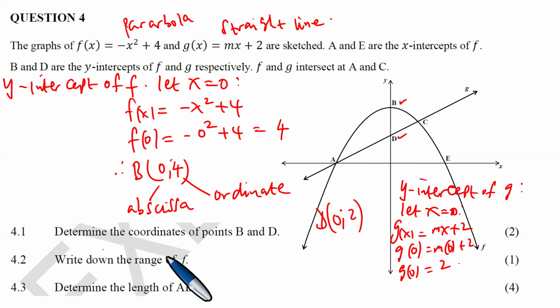So determine the coordinates of B and D, and we've seen before the answers are: B has the coordinates 0 and 4, and D has the coordinates 0 and 2. Where's the question? Any question?